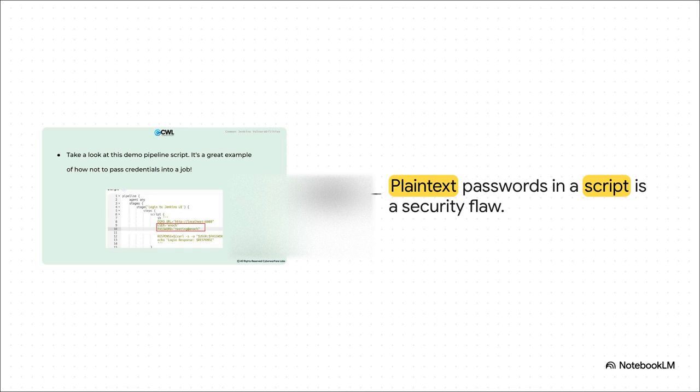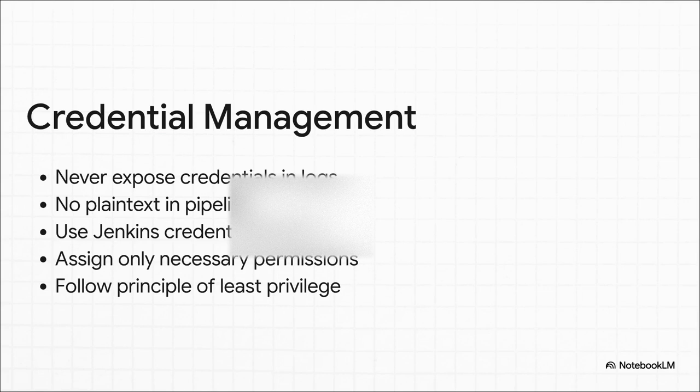No way around it. Proper credential management means treating every single authentication step like a strict VIP ID check. You never, ever expose credentials in your build logs or pipeline scripts. Instead, you've got to store these secrets safely within the tool's dedicated vaults, like the Jenkins credential storage feature. And of course, always follow the principle of least privilege. Only give users and systems the exact permissions they absolutely need.